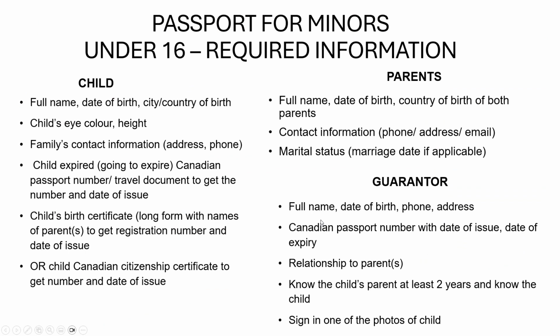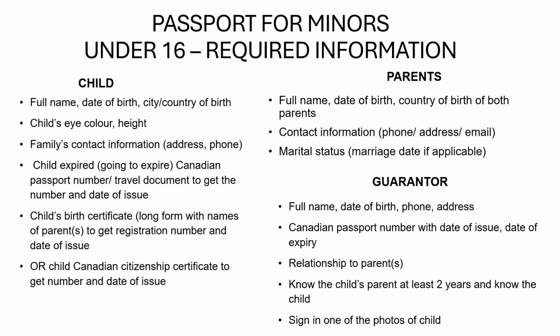And here is the required information from the child, from the parents, and from the guarantor. For the child, you will need the name, the date of birth, the country and city of birth, the child's eye color, and the height. The family's contact information, like the address and the phone. The child's expired or soon-to-expire Canadian passport number or travel document number and the date of issue, because that is one of the pieces of information you will need to fill in, if applicable.